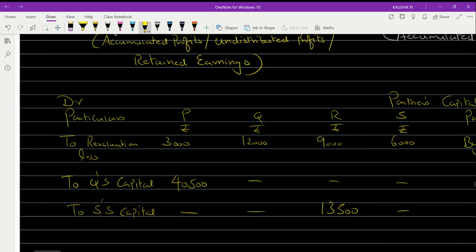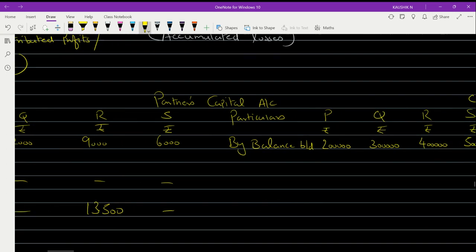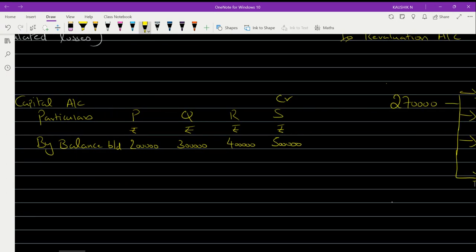Any doubt up to this? The same you have to bring on the other side. Okay. By P's capital, by R's capital. So the value should go in Q here, 4500, and for R it goes to S, 13500. Clear with all this?